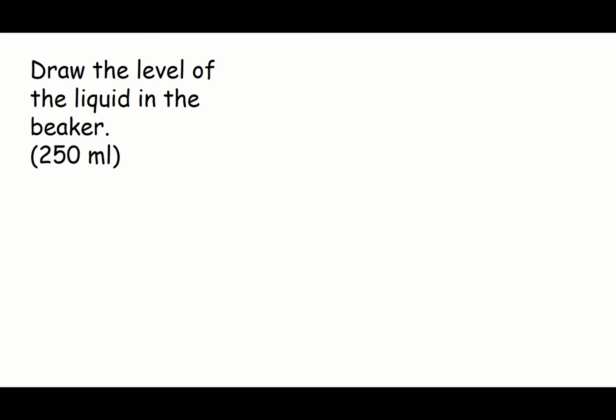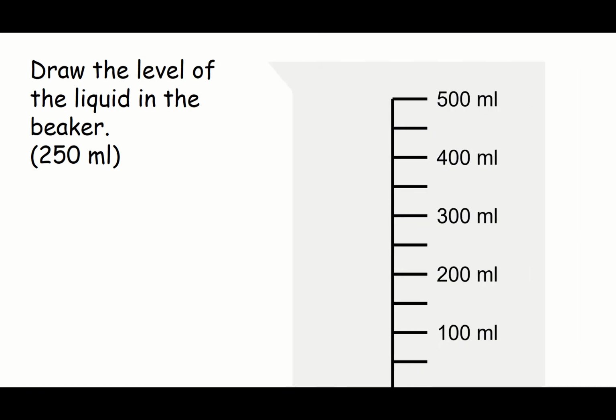So let's get started. Now on my right is a beaker, and you have to know that we call them markings. There are some markings that are labeled, while there are some markings that are not labeled.